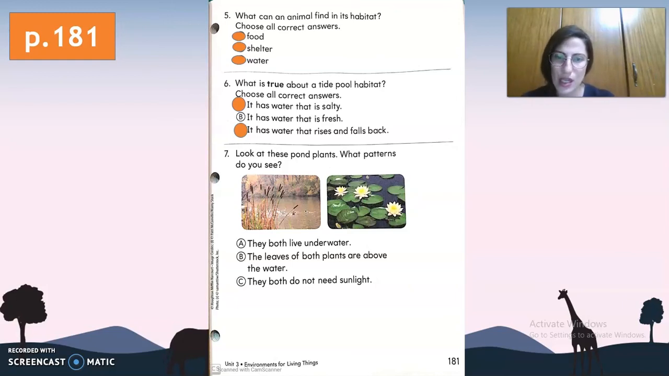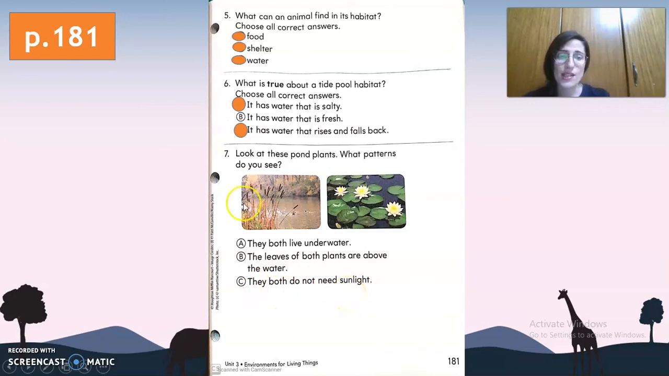Number 7. Look at these pond plants, okay? So we observe carefully. What patterns do you see? When we say patterns, something that is repeated, okay, guys? So pattern, something that is repeated. A, they both live underwater. B, the leaves of both plants are above the water. C, they both do not need sunlight.